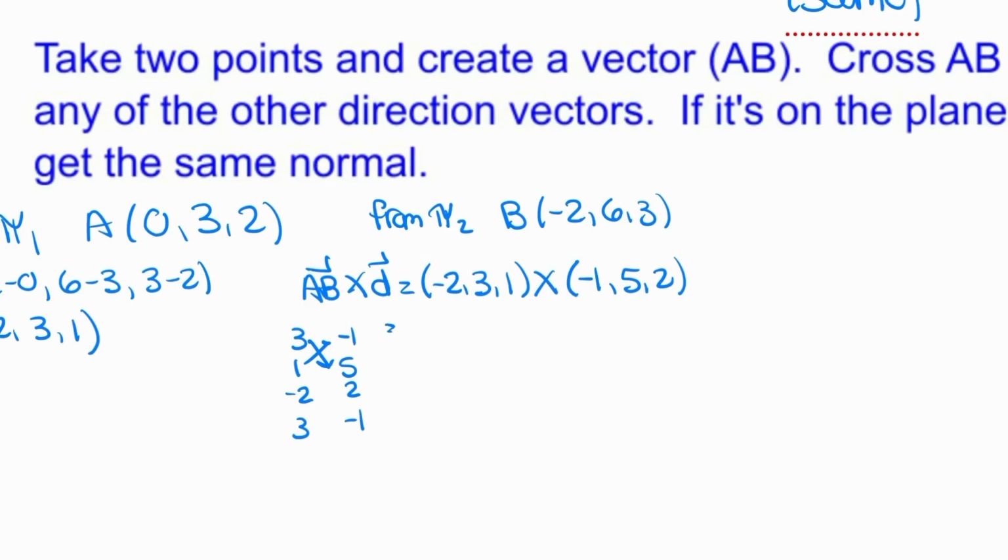So we get 3 times 2 minus 1 times negative 1. We get 1 times 2 minus negative 2 times 5. And we get negative 2 times negative 1 minus 3 times 2. So let's see what we get. We get 6 minus, oops, I made a mistake.